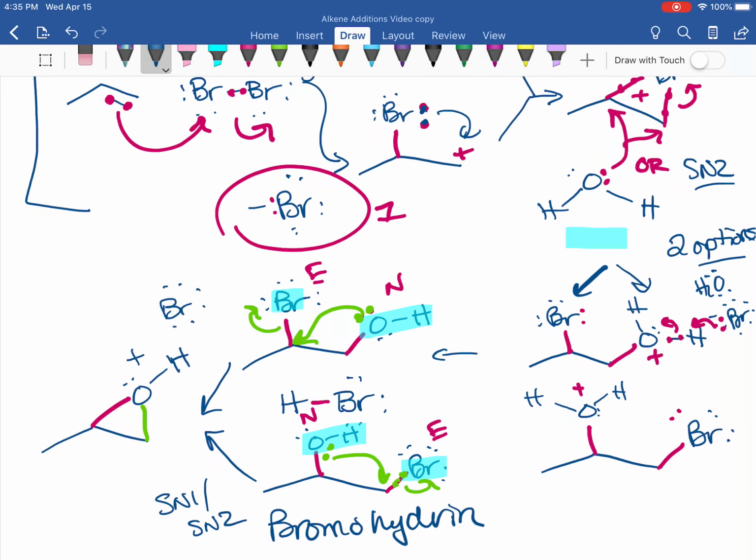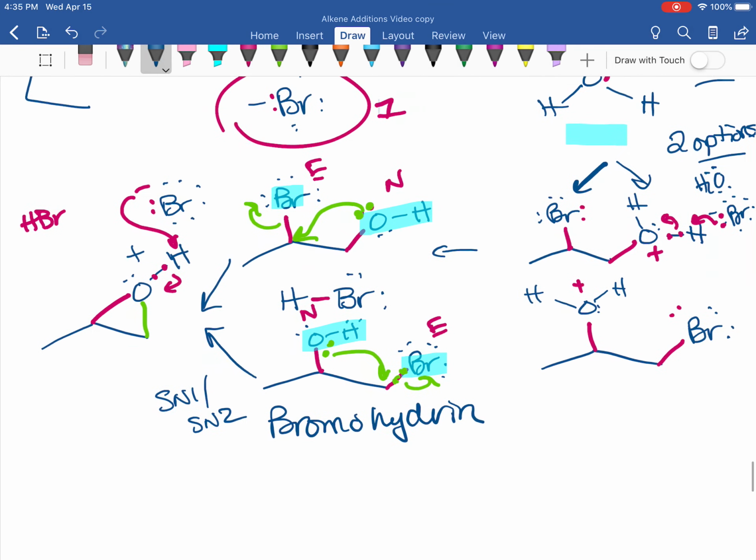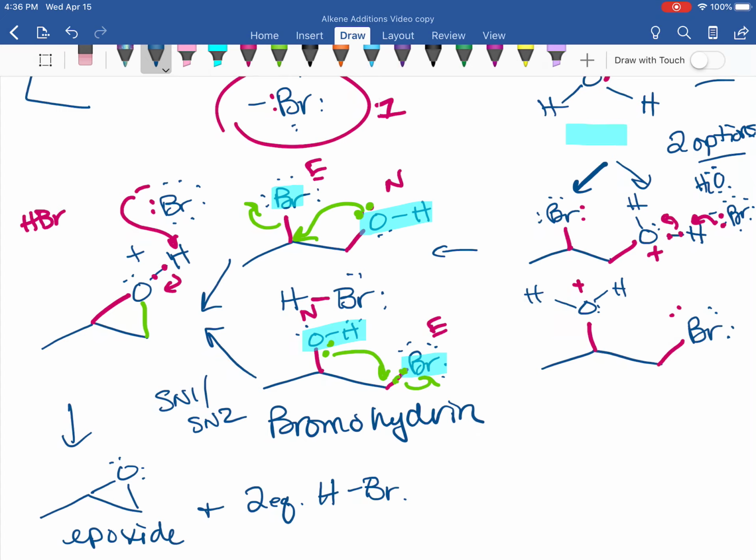And then what are we about to form with that leaving group? You guessed it. We've got a Br minus that just left. That's our leaving group. We can relieve that charge, and we just made a second equivalent of HBr. That's what happens to your bromine. And then at the end of this process, you just made an epoxide, plus 2 equivalents of HBr.